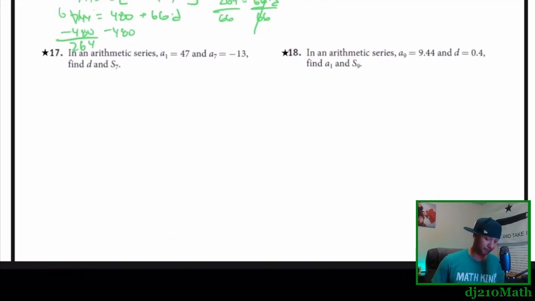Reverse. All right, in an arithmetic series, a sub 1 is 47. A sub 7 is negative 13. Find D, the common difference, and then the sum of the first 7. So common difference is going to be what we're looking for.